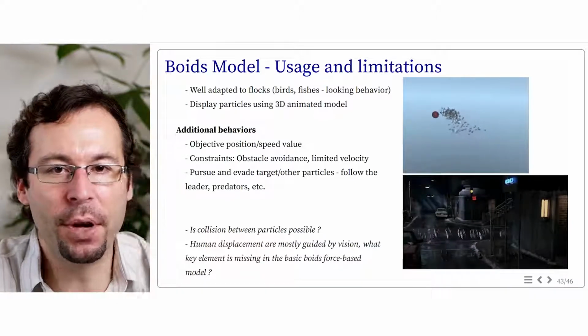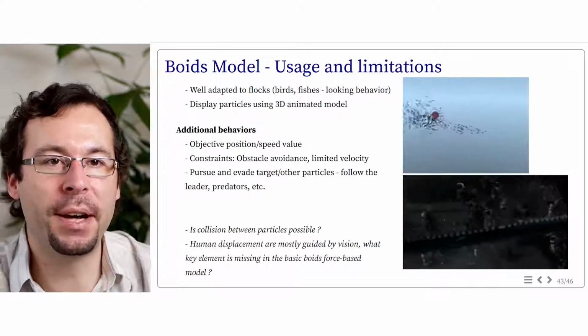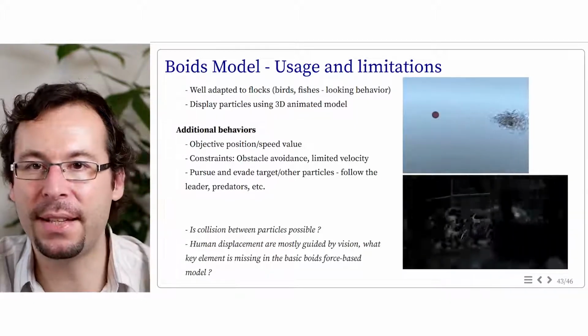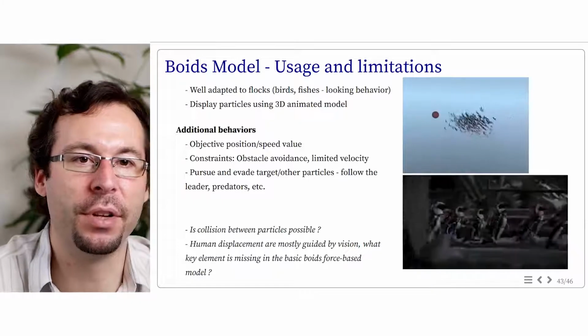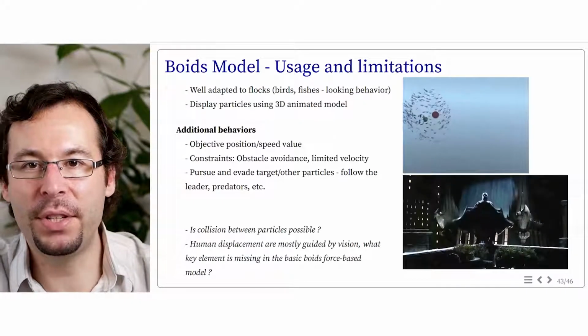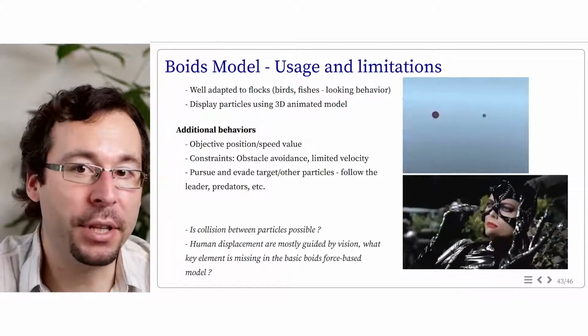A famous example of usage of Boids in cinema is its use in the movie Batman, where it was used to model the motion of the bats, as well as some of the penguins whose geometry were refined afterwards. The Boids model has, of course, some limitations.